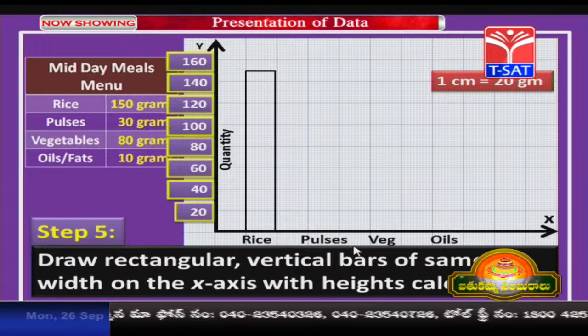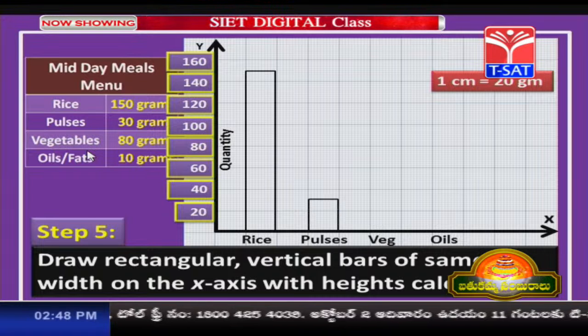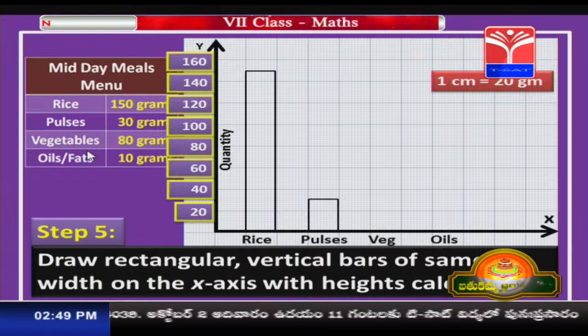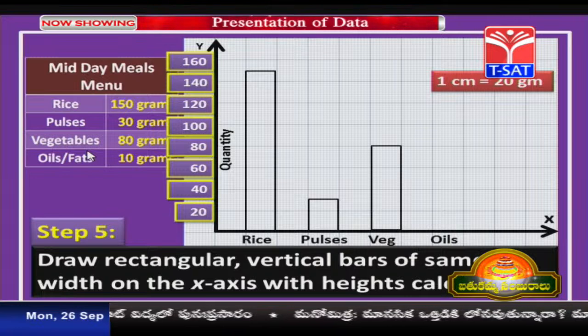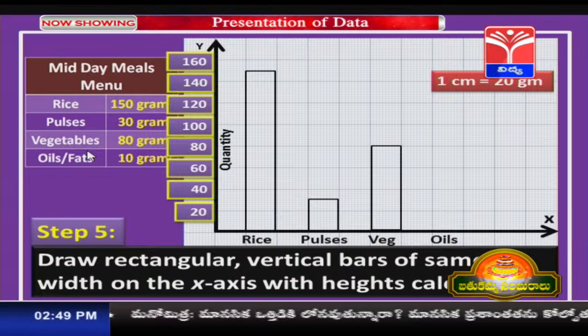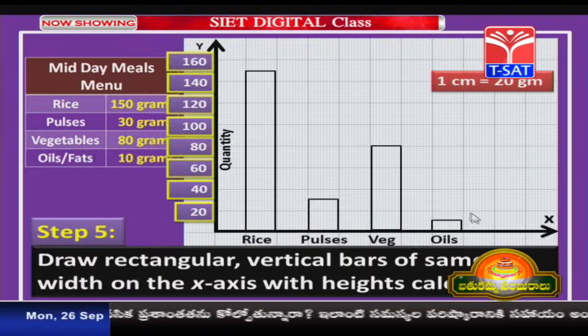How many grams are there for pulses, children? Yes, 30 grams. So, let us draw a bar for pulses also. Then vegetables, it is 80 grams. So, we will draw another bar for vegetables on the x axis, and finally, oils only 10 grams. So, we have drawn for 10 grams.